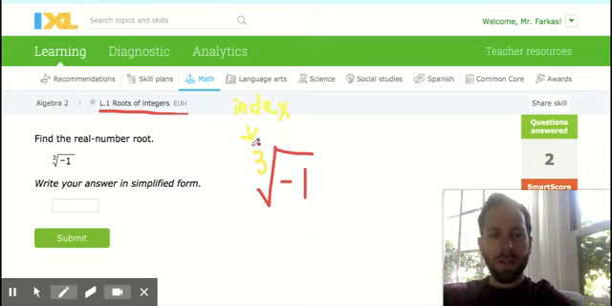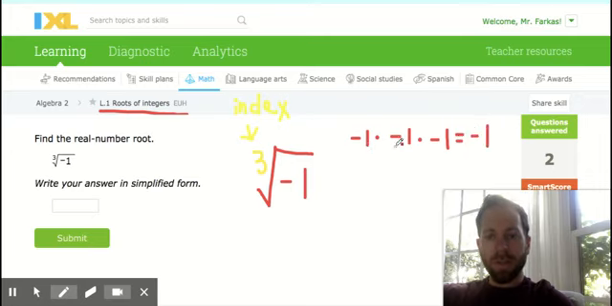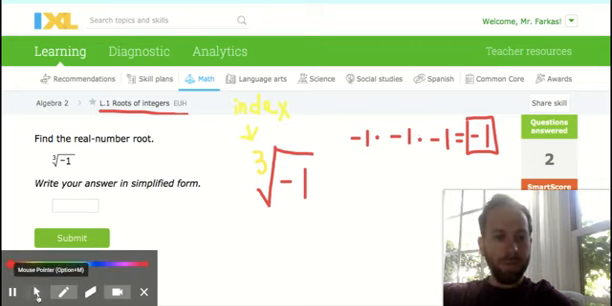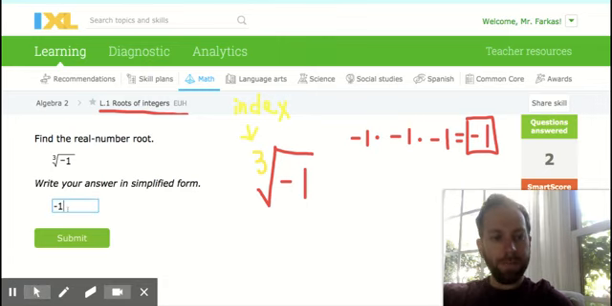Now notice that the index is odd, and what's inside of the radical is negative. That's because when you multiply a negative number an odd number of times, the negative will still be there. -1 times -1 times -1 equals -1. A negative times a negative is a positive, but then you're still multiplying by a negative once more, so your answer is going to be negative. So what number do we multiply by itself 3 times to make -1? Well, that's just -1.